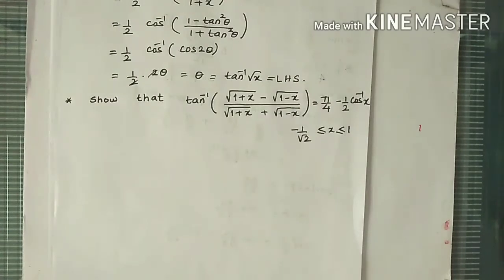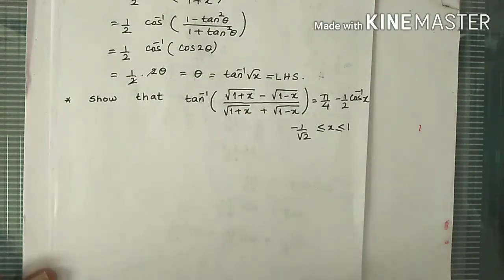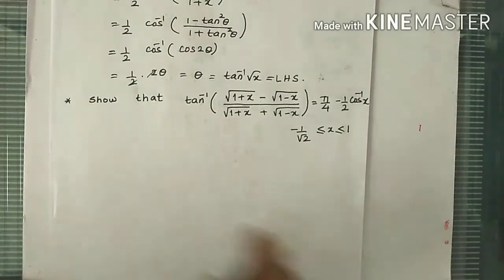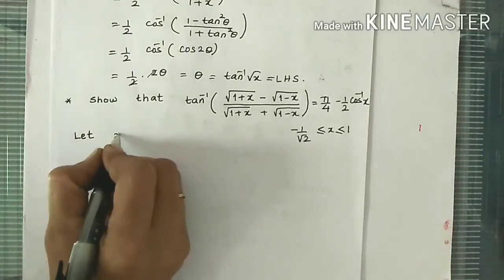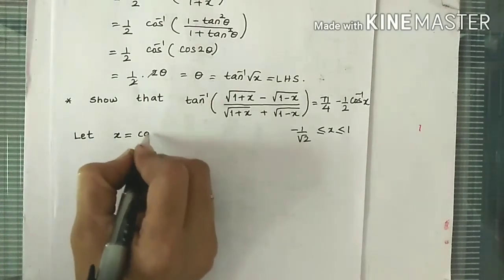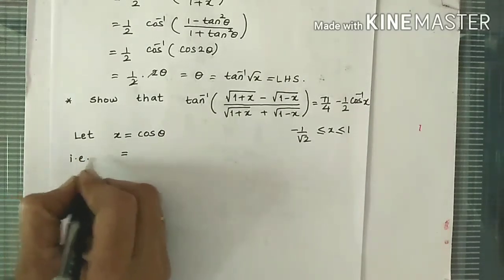Show that tan inverse of root 1 plus x minus root 1 minus x upon root 1 plus x plus root 1 minus x is equal to pi by 4 minus 1 by 2 cos inverse of x. So here we have the terms root 1 plus x and root 1 minus x. To simplify the term, the standard substitution is cos theta. So let x be equal to cos theta. That means cos inverse of x is equal to theta.